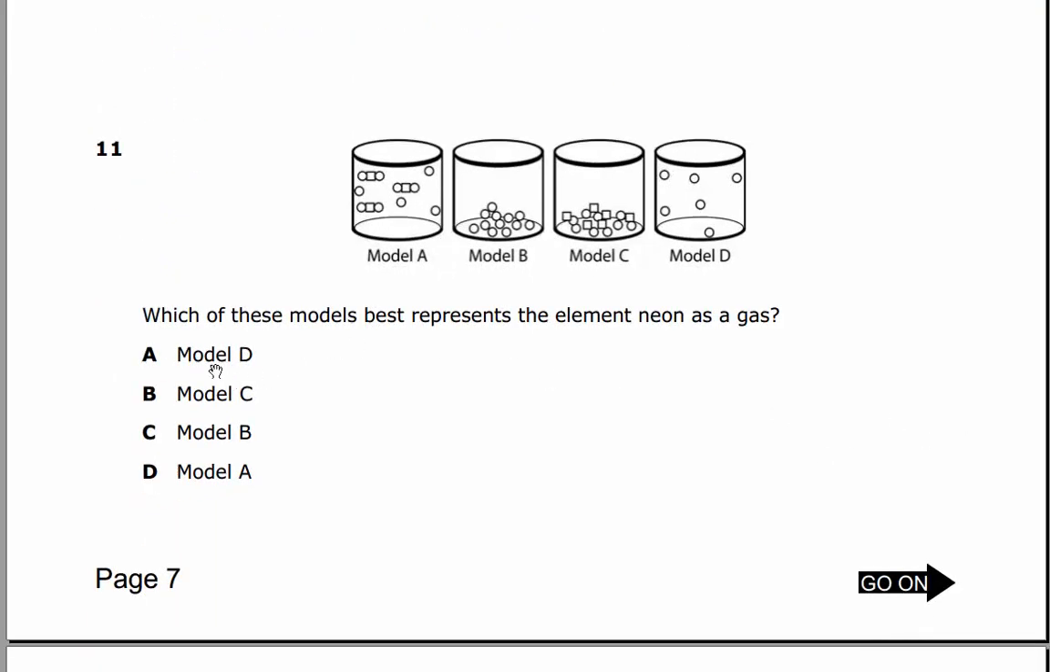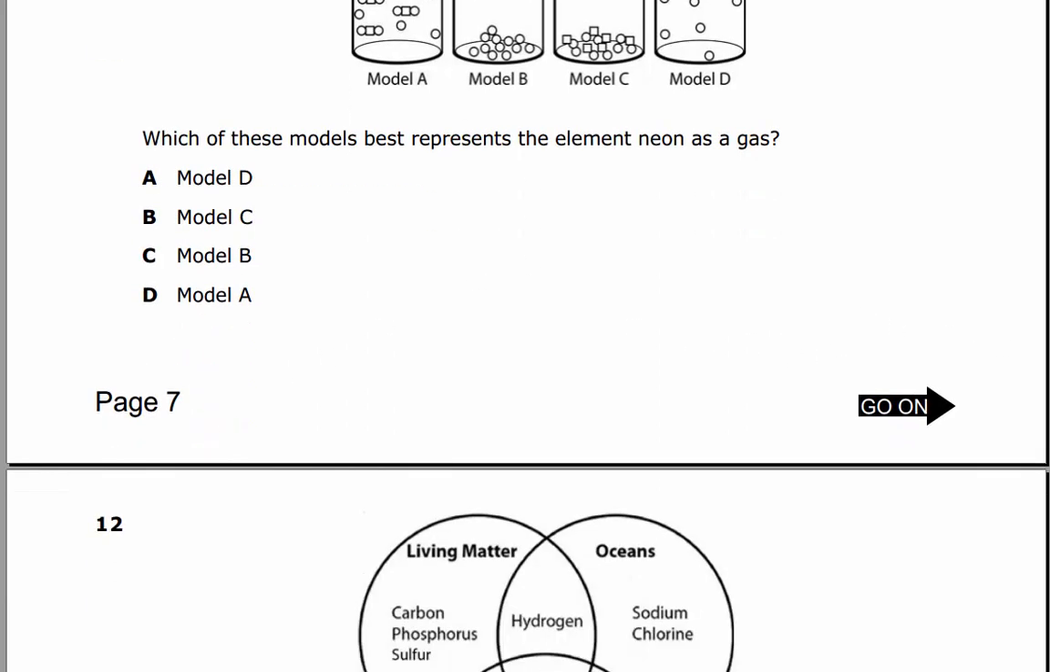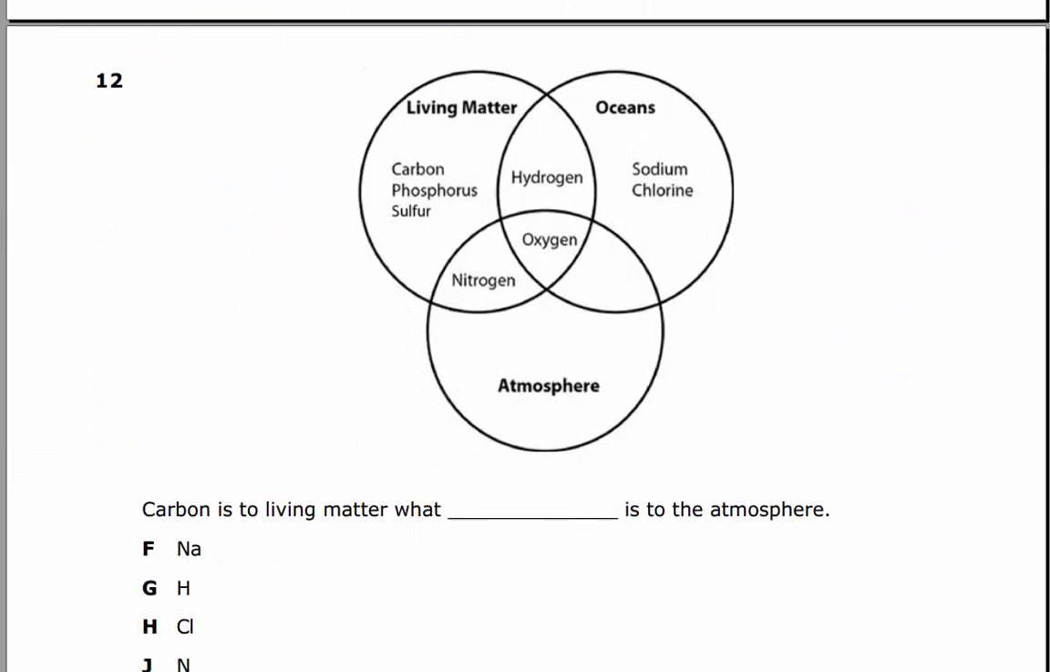Number 11, which of these models best represents the element neon as a gas? Is it Model D, Model C, Model B, or Model A? Look carefully at each jar. Remember, you can pause at any time or go back if you need to and reread.